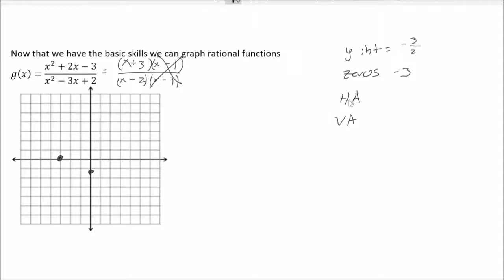Horizontal asymptote, that comes from taking the largest two powers of numerator and denominator, dividing them out. Something divided by itself is always 1. So let's put that in. My horizontal asymptote here is at 1. And what about vertical asymptote? That comes from the denominator. It looks like that's at 2.